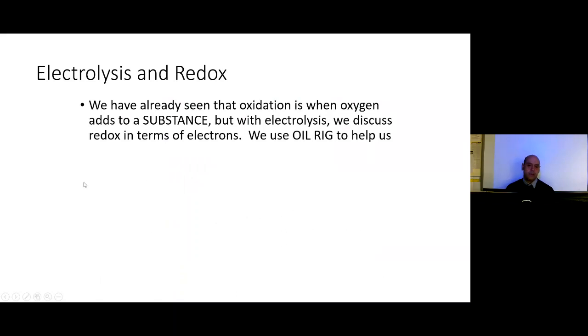So here we come on now to redox again. Now we've already talked about redox, but we talked about it in the context of losing or gaining oxygen. We can also talk about it in terms of electrons. And when we talk about electrons, we've got a little thing to help us remember which is which. It's called OIL RIG. OIL RIG stands for oxidation is loss of electrons and reduction is gain of electrons. So OIL RIG is a really handy way of remembering it, but don't use it for oxygen. It's only used for electrons.